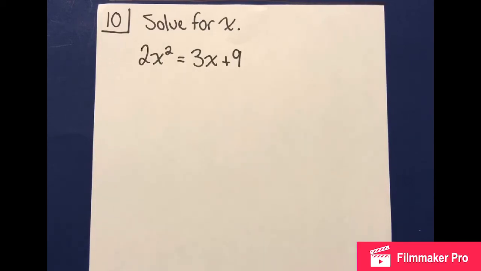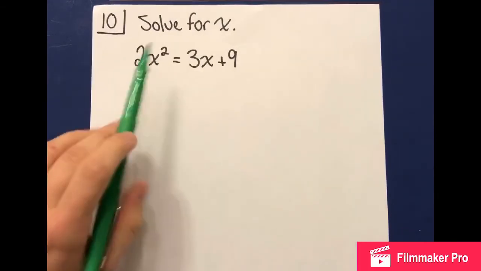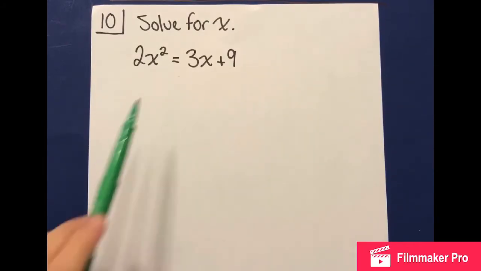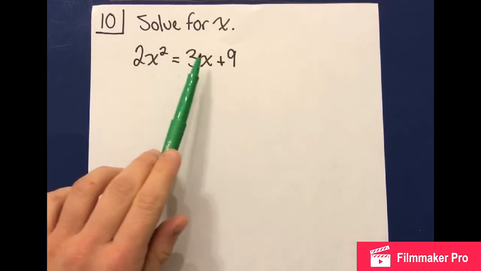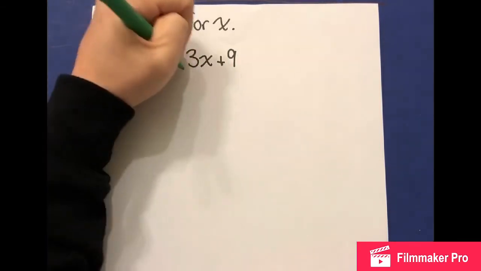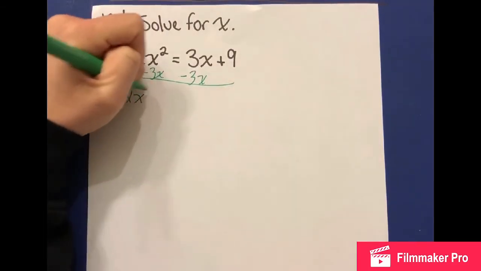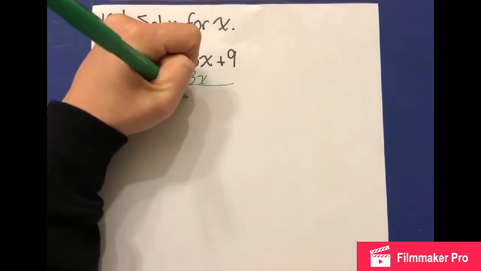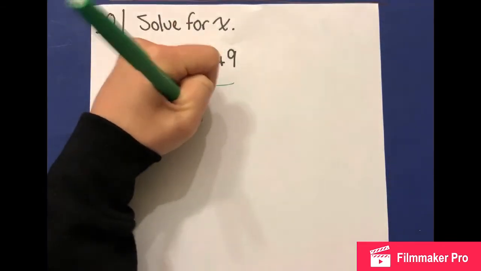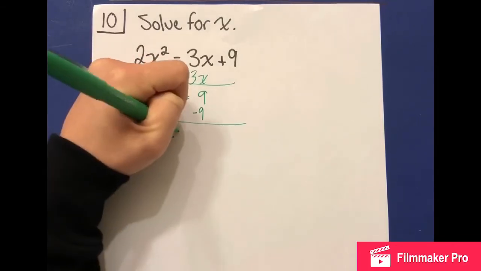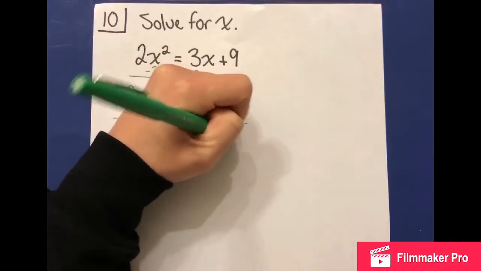It's solve for x. It says 2x squared equals 3x plus 9. I have an x squared term, an x term, and a constant. Yet again, probably factoring. However, I want to keep this x squared term positive, so I'm going to move these things over to this side. So let's subtract 3x first. I get 2x squared minus 3x equals 9. Subtract 9. I get 2x squared minus 3x minus 9 equals 0.